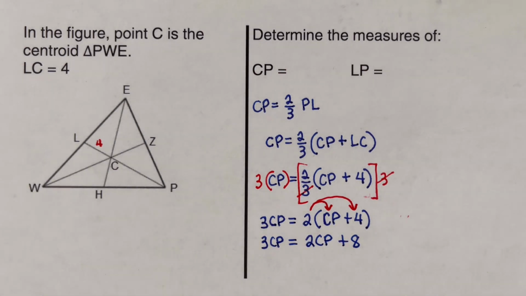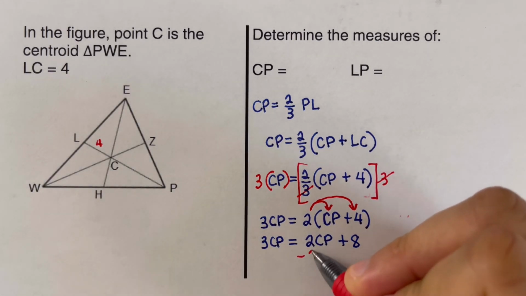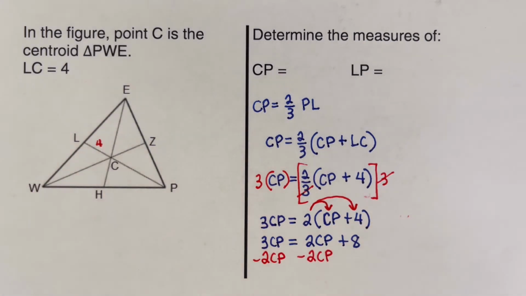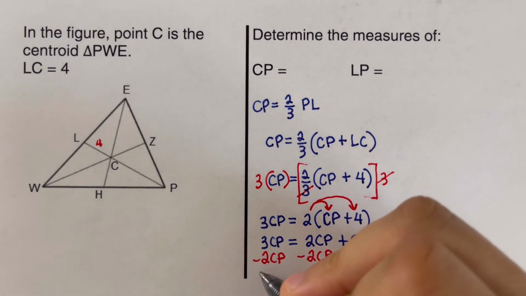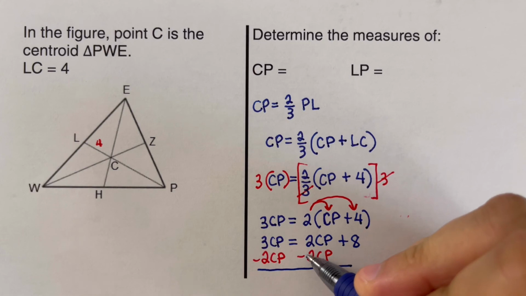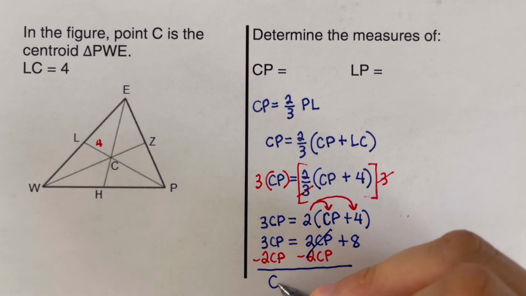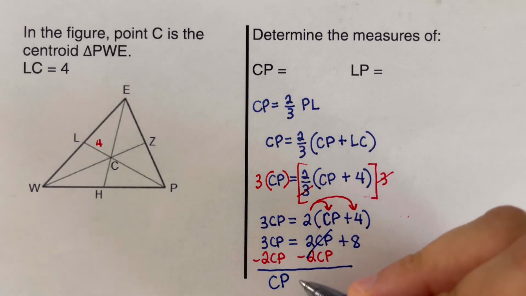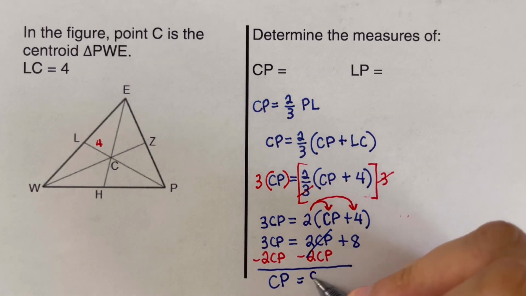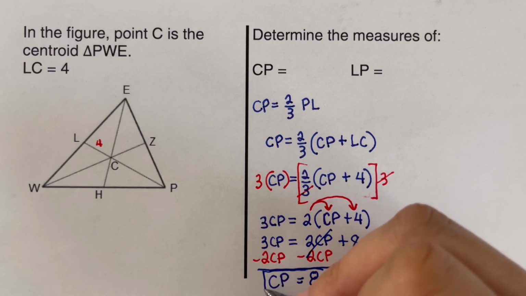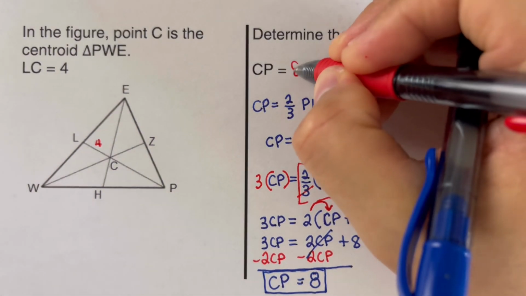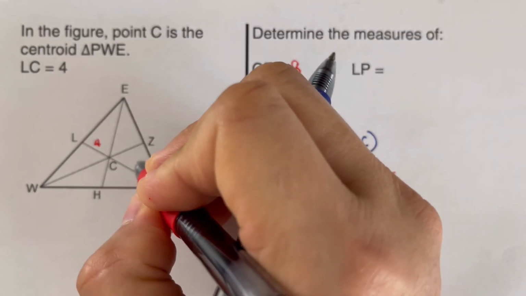Now we want to solve for CP. That's the one that we're looking for. So we can subtract 2CP from both sides by combining like terms. So minus 2CP. So then we are left with just CP, because we have 3CP minus 2CP is just CP, and that is equal to 8. So this is the length of CP. So I'm just going to write that up here, 8. And so CP again is 8.